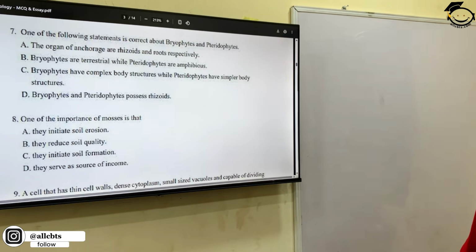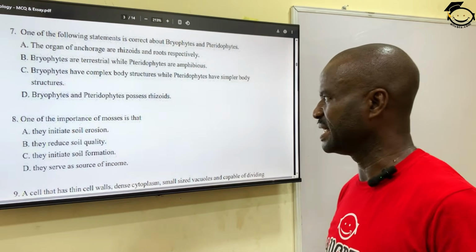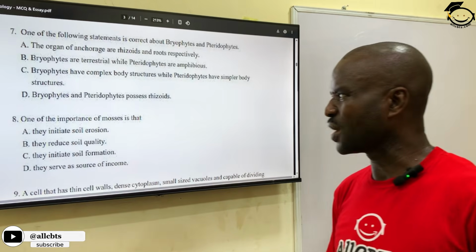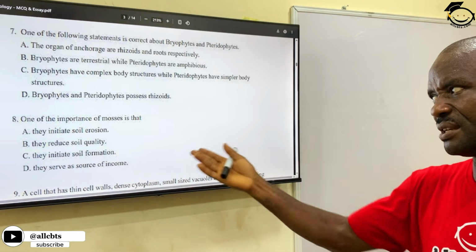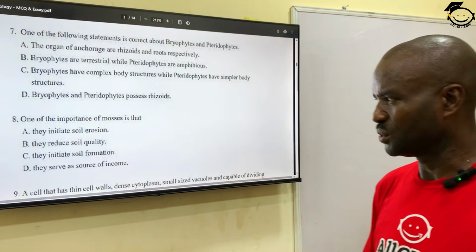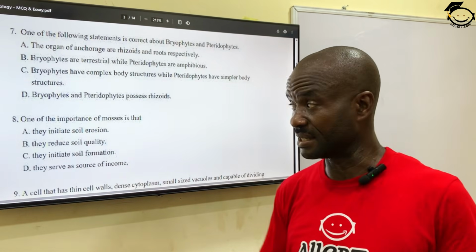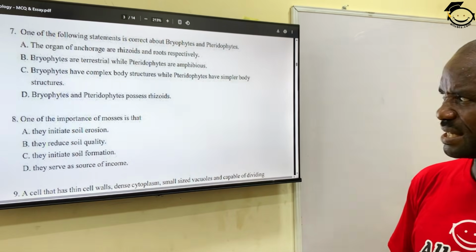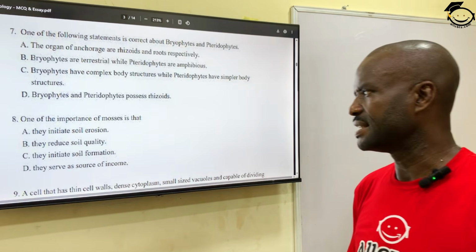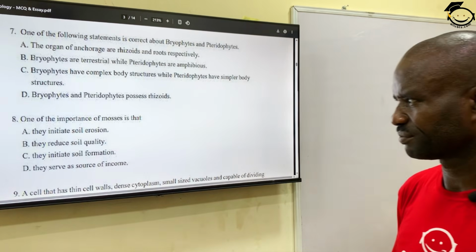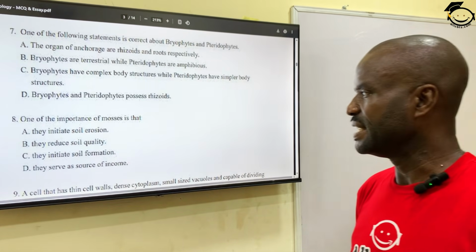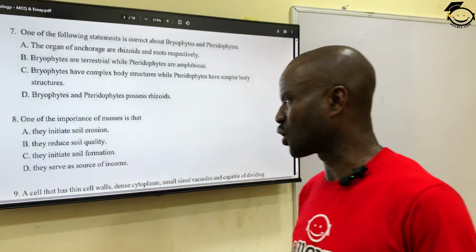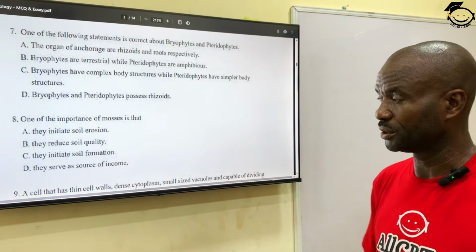Question 8. One of the importance of mosses is that: A, they initiate soil erosion. You see, when we say importance, they don't add value to us by initiating erosion. Erosion, of course, is disadvantageous to the ecosystem. So B, they reduce soil quality. That's another disadvantage. Then C, they initiate soil formation. Then D, they serve as source of income. The correct answer is C. They help to improve soil formation.